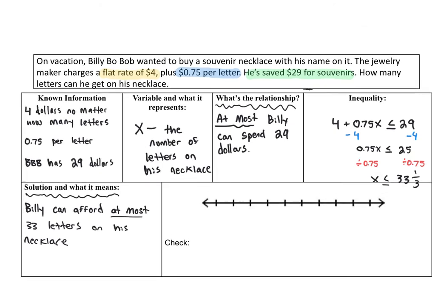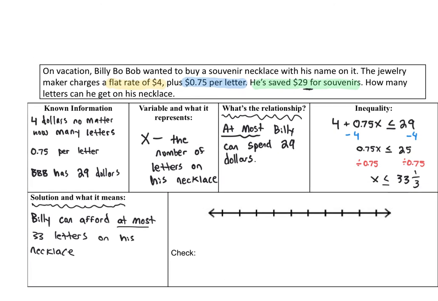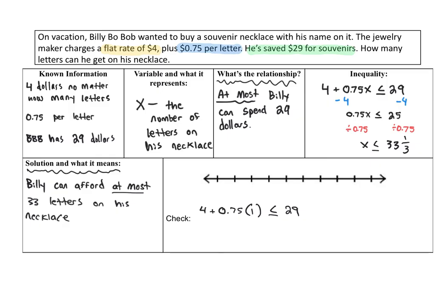Now, this might be a good time to do a check, or you can do a check after you graph. I prefer to do it before just in case I made a mistake so I don't have to redo my graph. So I'm going to go ahead and do my check. I want to pick 1 this time, because 1 is a part of my solution set. So replace my variable with 1, and it is true that $4.75 is less than or equal to 29, so I know I did it right. And I'm going to go ahead and make my graph.